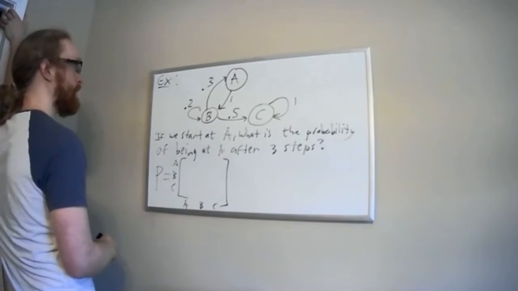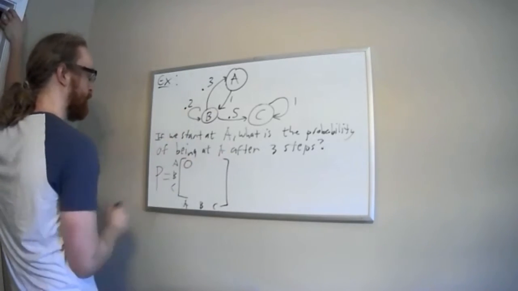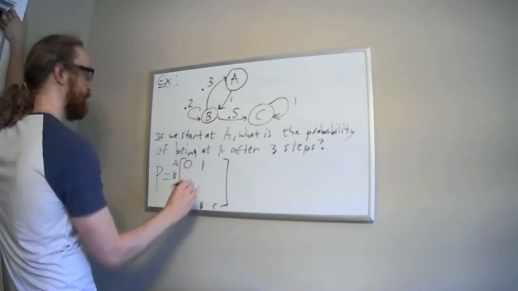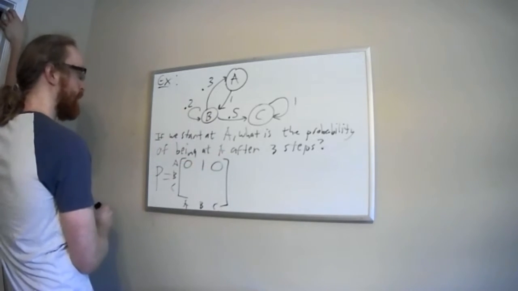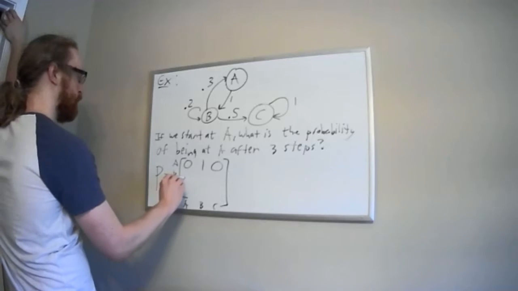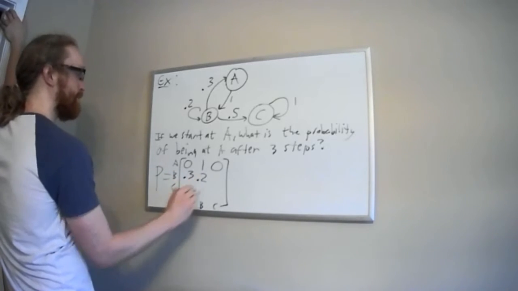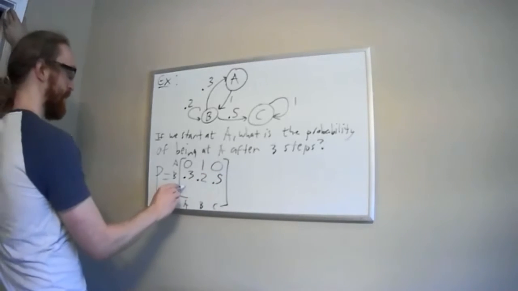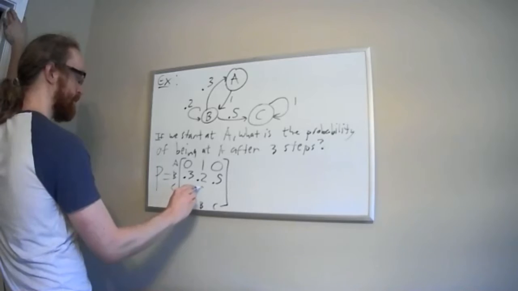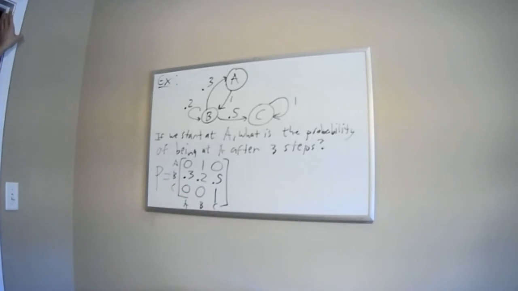Probability going from A to A is, well, there's no arrow from A to A, so that's 0. The probability going from A to B is 1. The probability going from A to C is also 0. There's no arrow for that. From B to A is 0.3. B to B is 0.2. B to C is 0.5. And finally, C to A is 0. C to B is also 0. And C to itself is 1. So this is my matrix P, my transition matrix.